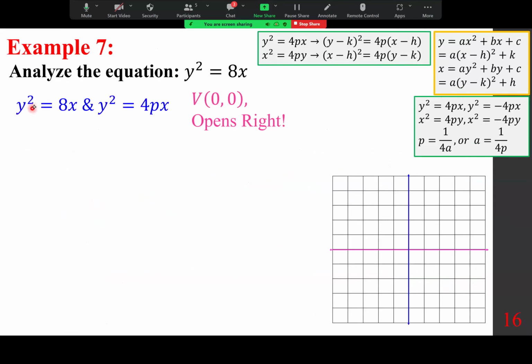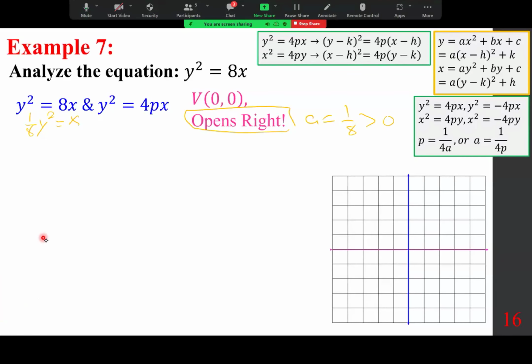Remember, when y is quadratic, has exponent 2, and x is not, it either opens to the right or to the left. X is 1 over 8 times y squared, and 1 over 8 is positive. Let me write that in that format for you. So this means x is 1 over 8 y squared, and that's why it opens to the right.